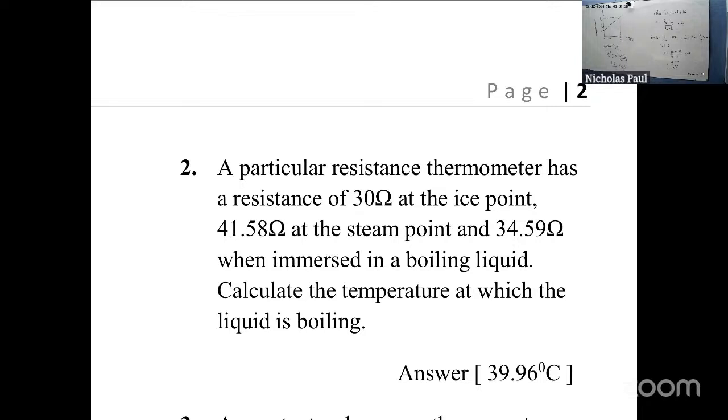When you use the formula and you're writing it, you should get that on the board.